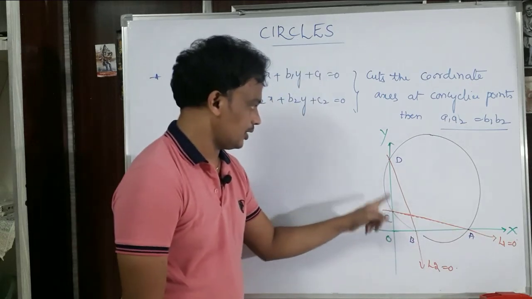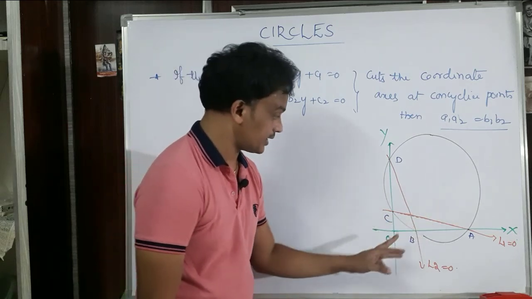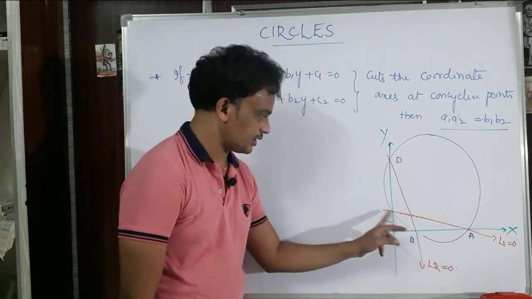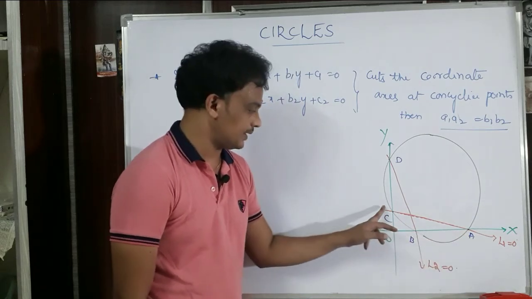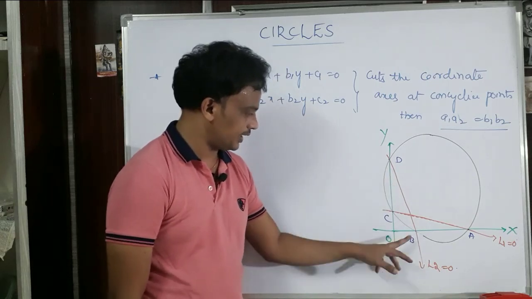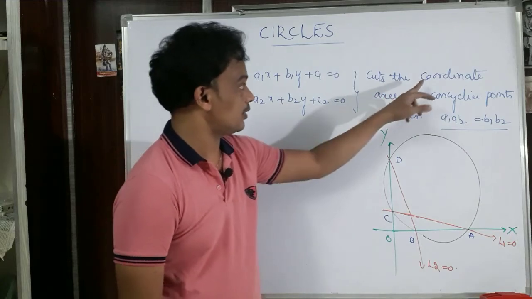Yes, please observe this one. L1 equals 0 and L2 equals 0 are the two lines which intersect the coordinate axes. The first line L1 equals 0 intersects the x axis and y axis at two points A and C, and the second line L2 equals 0 intersects the coordinate axes at B and D. Right or not? Okay.